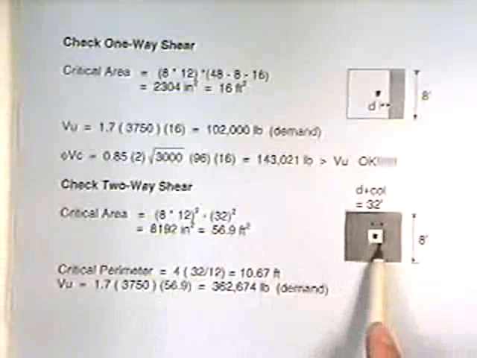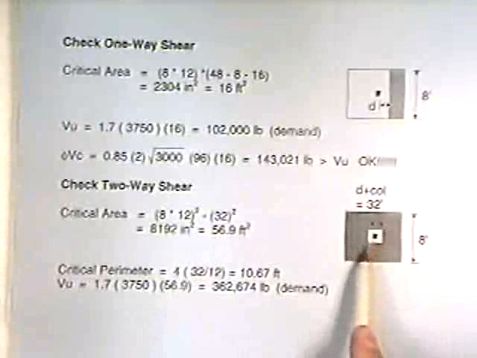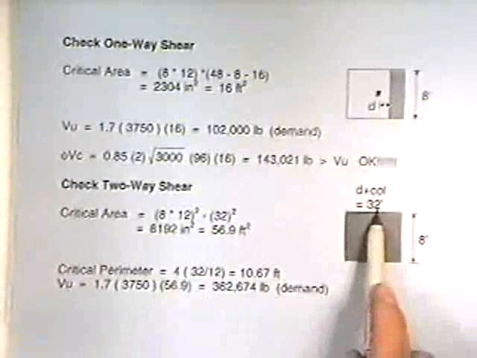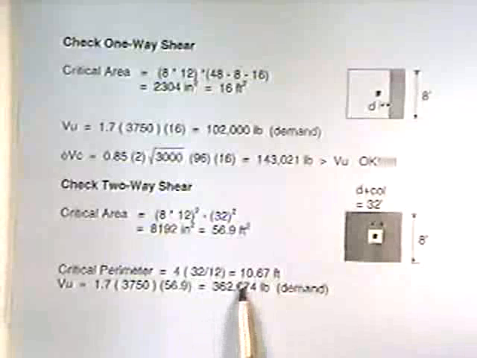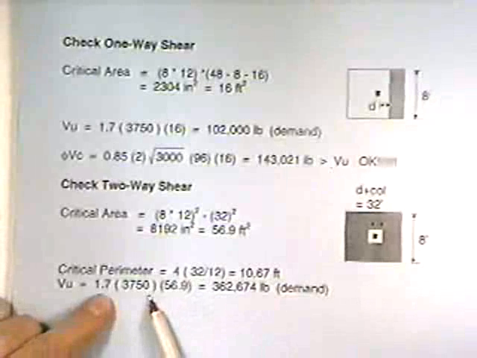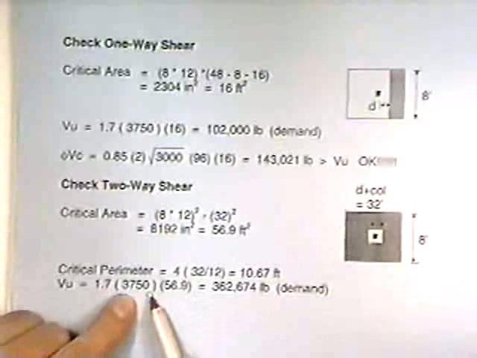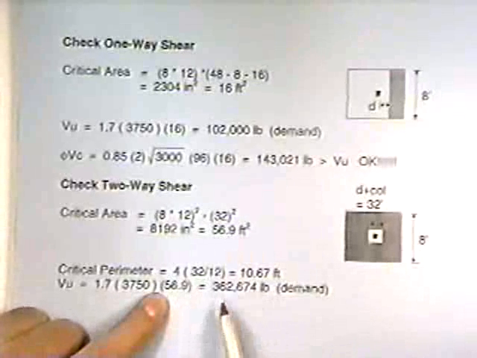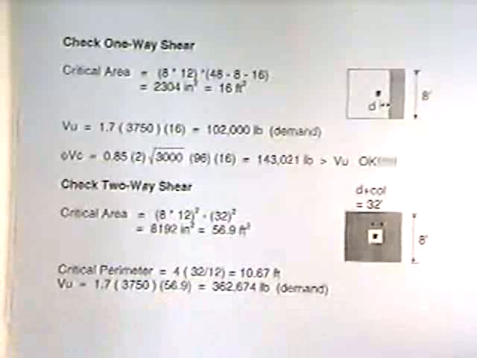And what is this critical perimeter around the column here? Perimeter. I said parameter again. Perimeter. It's 4 times 32 divided by 12, which gets you into feet. So this turns out to be 10.67. So our demand is the 1.7 times the uniform loading, which is 3750, times the critical area, which is 56.9. That's 362,000 and something. Now we got to find the capacity.